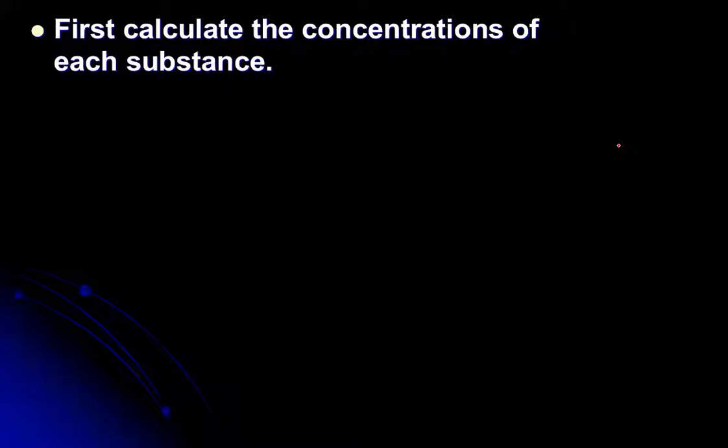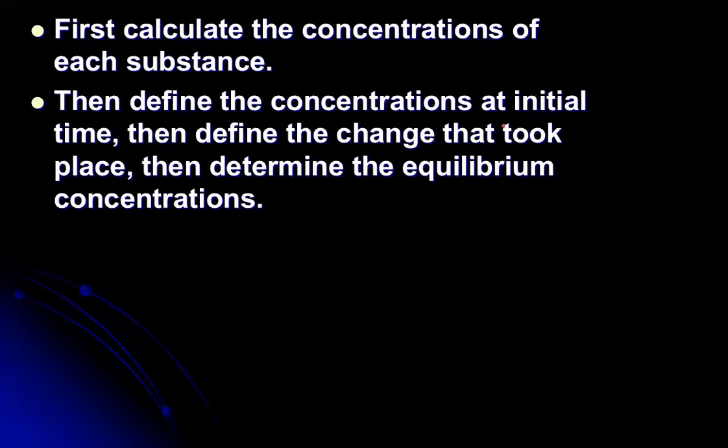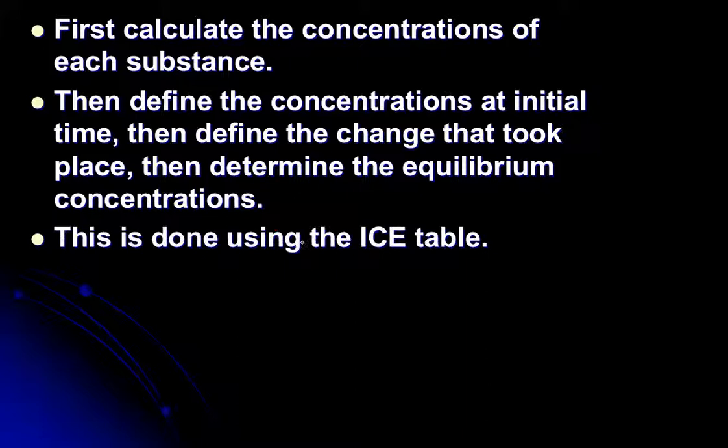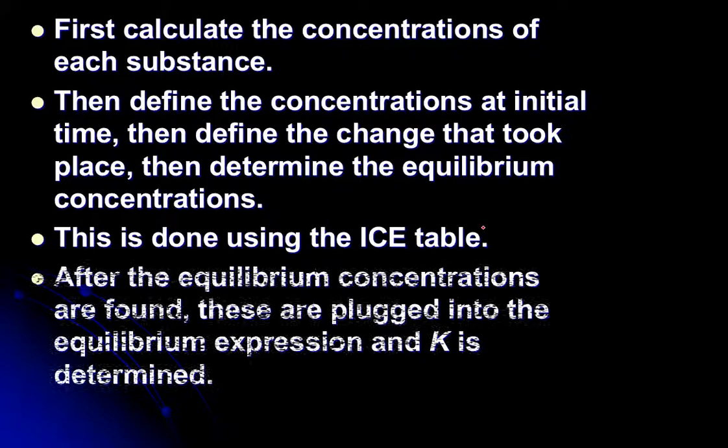I apologize for that. So then the next thing we're going to do is define what we are starting with, look at the change that takes place, and then we can determine the equilibrium concentrations. And that's where our ICE box, or our ICE table, comes in. I'll teach you all about that. Once we find those equilibrium concentrations, then we can plug those values into our equilibrium expression and find K.